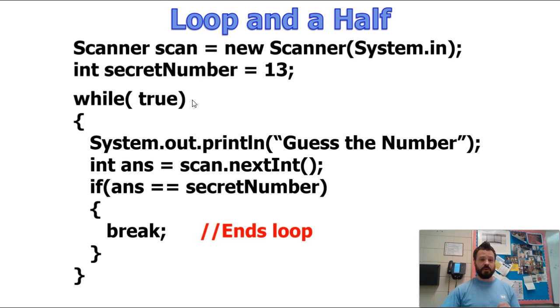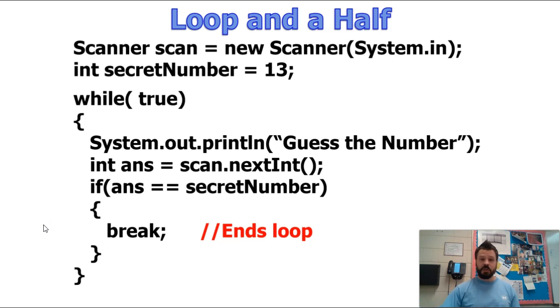So while true, our loop's going to run. We're going to say guess a number. We're going to grab the user's input. And then here's the trick that actually makes this all work. We'll say if ans equals secret number. So in other words, if we got it right, within our loop and a half structure, we're just going to use this break statement. Okay, break is a keyword in Java that essentially just ends a loop. It kills a loop in its tracks and moves on after it.